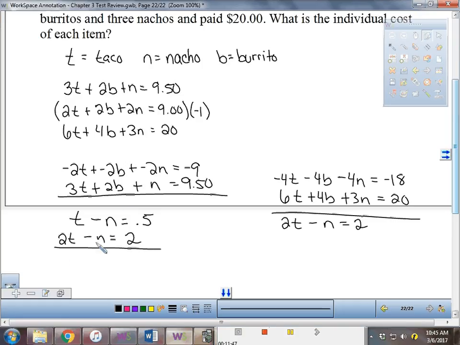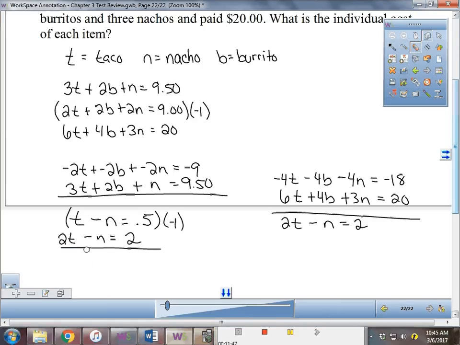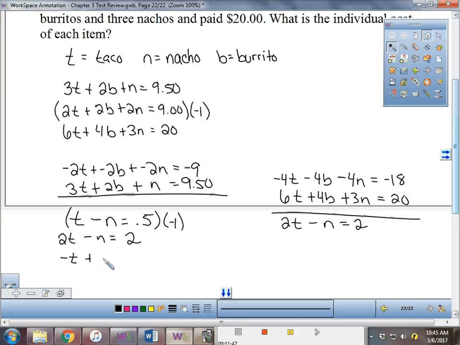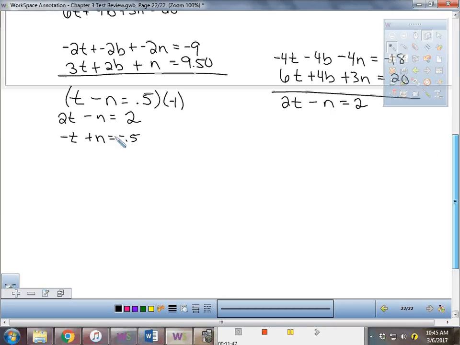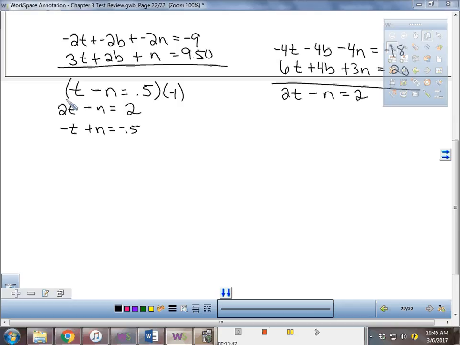So all I have to do now is eliminate my nachos. Alright, so let's take this times negative 1. There I am, putting that line on there again. So if I take it times negative 1, I get negative T, positive N, and a negative 0.5. I add these two together, you get T, that goes away. 2 minus a half is 1.5. So my tacos are $1.50.